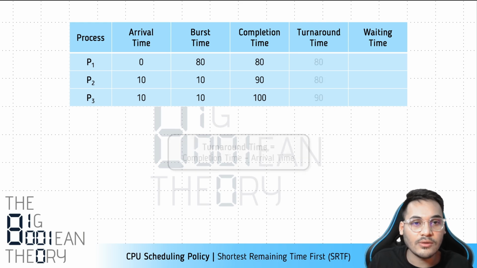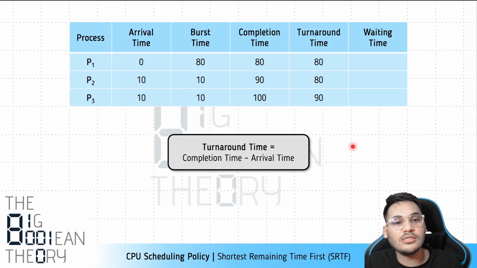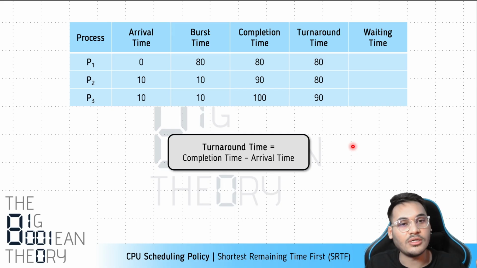So let's quickly calculate the numbers. For this example, these are the completion times. From completion time and arrival time, we can calculate the turnaround time, right? Turnaround time, just to recall, is the total time spent by any process in the system, and it can be calculated using this simple formula: completion time minus arrival time. The total time from the arrival of the process to its departure makes up the turnaround time.